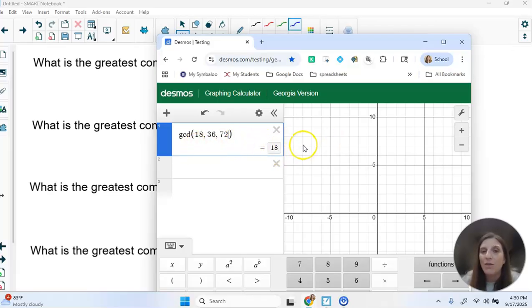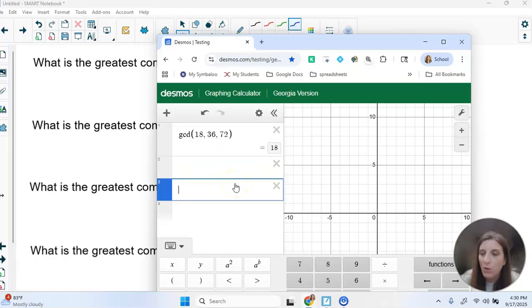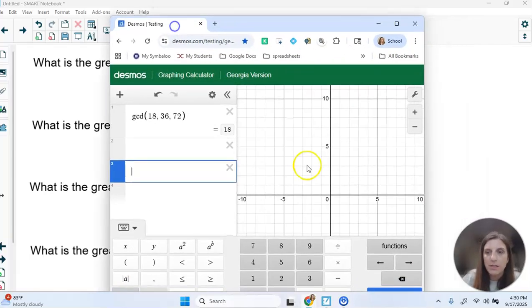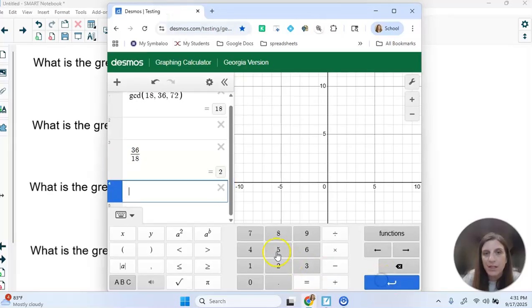You can pull 18 out of all of those. 18 divided by 18 would be 1. 36 divided by 18. Why is this not typing? I'm having issues. I guess I have to type it in down here. Would be 2. And then 72 divided by 18 would be 4.